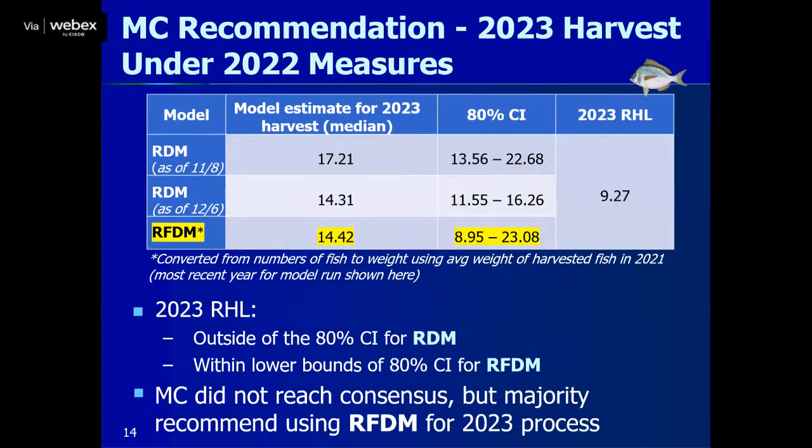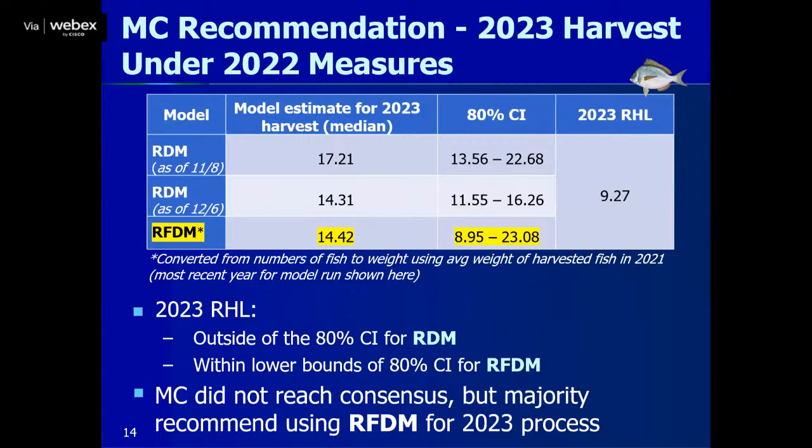So the table at the top of this slide shows the model outputs for estimates of 2023 harvest under 2022 measures, with the monitoring committee recommended 80% confidence interval. As noted earlier and during Julia's presentation, we did get updated RDM outputs last week. So this table shows old RDM outputs at the top, the new RDM outputs in the center, and then RFDM outputs in the last row. And I'm just showing the three of these for comparison purposes.